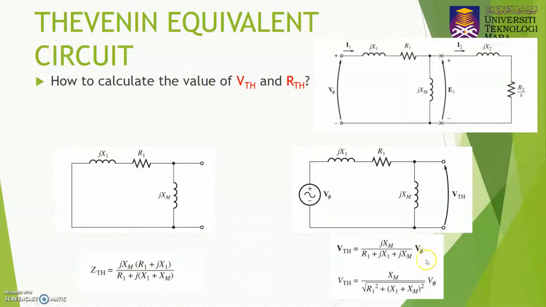the value of your V supply, which is your V phase, multiplied with, because the V-Thevenin is the voltage across the JXM, JXM divided by R1 plus JX1 plus JXM. This is the formula that comes out from the voltage divider rule. You can further simplify your V-Thevenin, and in order to find its magnitude, you can use this formula. Alright, so this is the formula to find the amplitude or magnitude of the V-Thevenin.